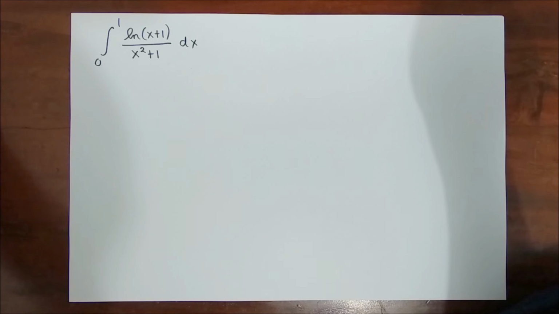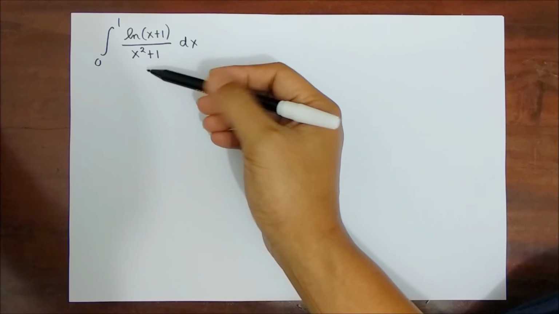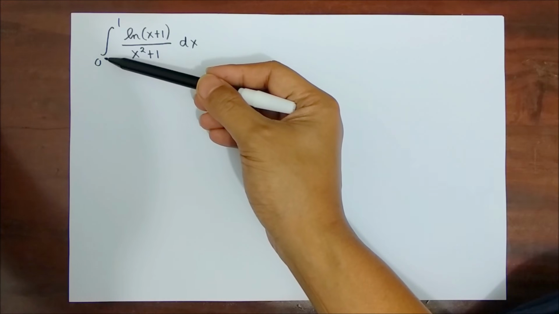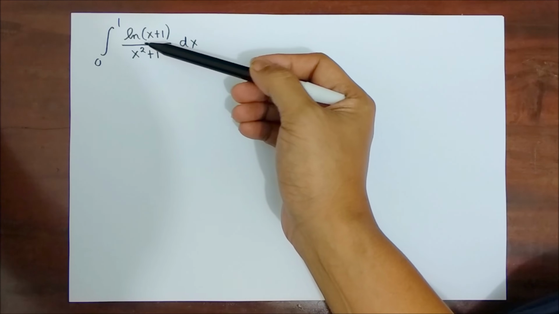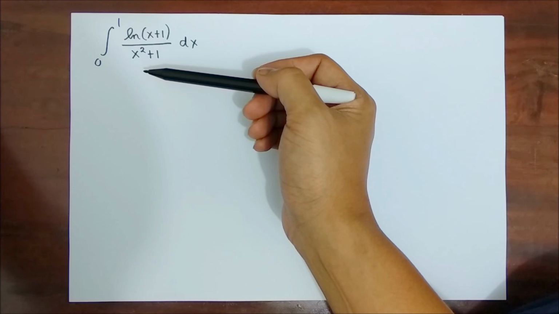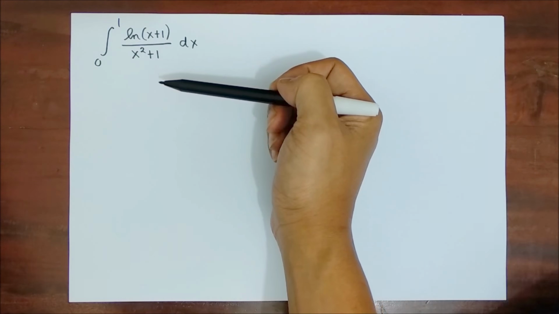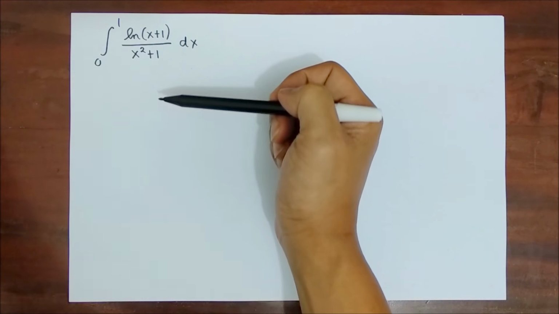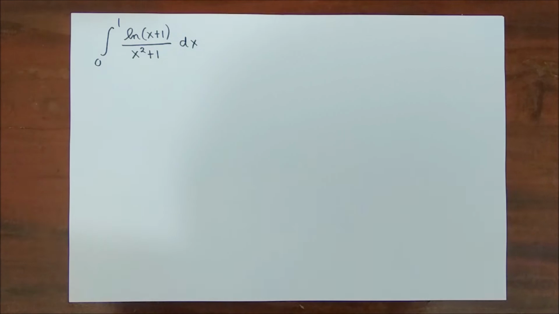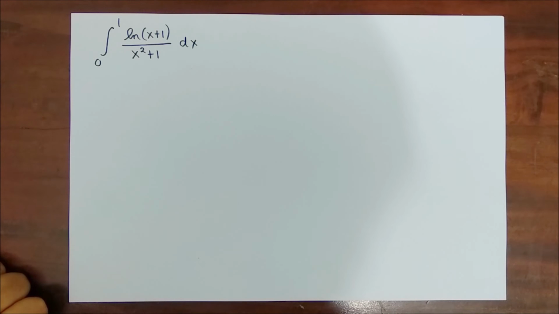In this video, we're going to discuss this integral problem: the integral from 0 to 1 of ln(x + 1) over (x squared + 1) dx. Actually, I did this problem about a year ago, but I made that video in Bahasa Indonesia. So I'm going to redo this problem, but now in English.